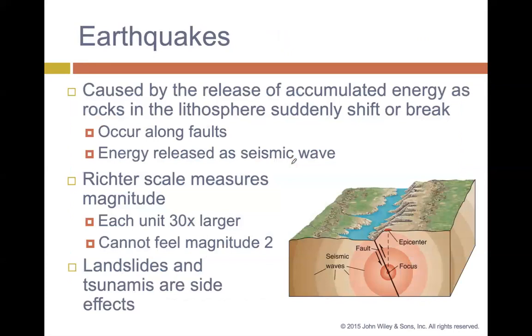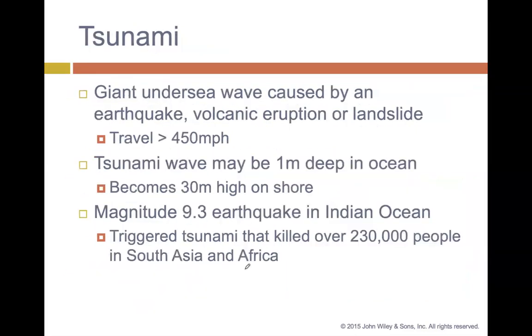Earthquakes are caused by the release of accumulated energy as rocks in the lithosphere suddenly shift or break. They will occur along faults, and energy is released as a seismic wave, which we can study. The Richter scale measures the magnitude, and each unit is 30 times larger. We cannot feel magnitude 2, and landslides and tsunamis are usually side effects of earthquakes.